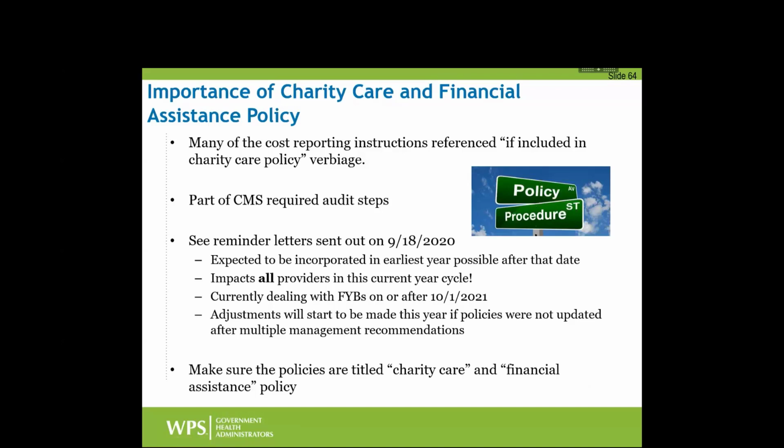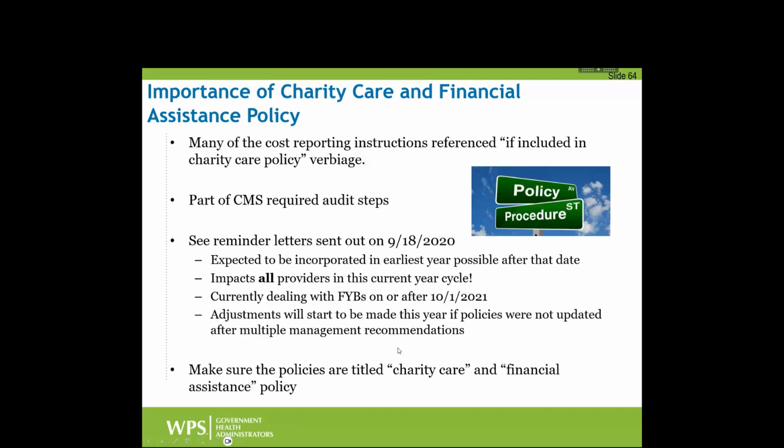We sent reminder letters out at that point. We put out a website article at that point, and then we continued to do management recommendations when we found that there was an error. So the expectation, as with any management recommendation, is that it should be incorporated in the earliest year possible after that notification. We are now, with fiscal years beginning on or after 10/1/21, well after that notification date. And as such, this rule will impact all providers in this current cycle.